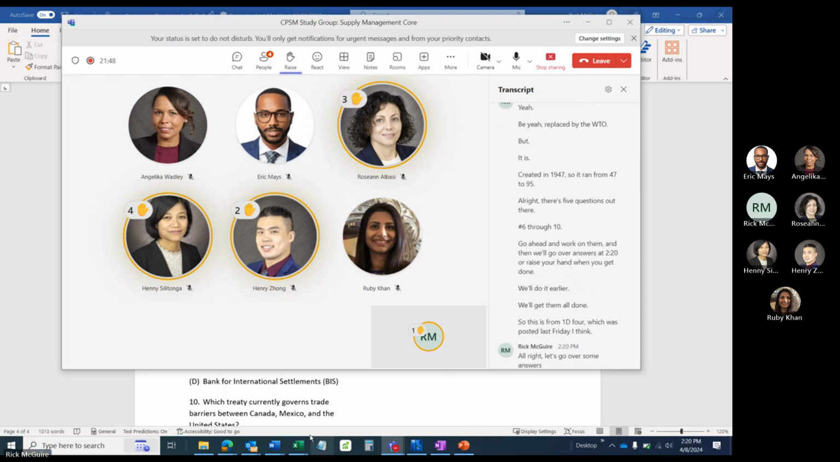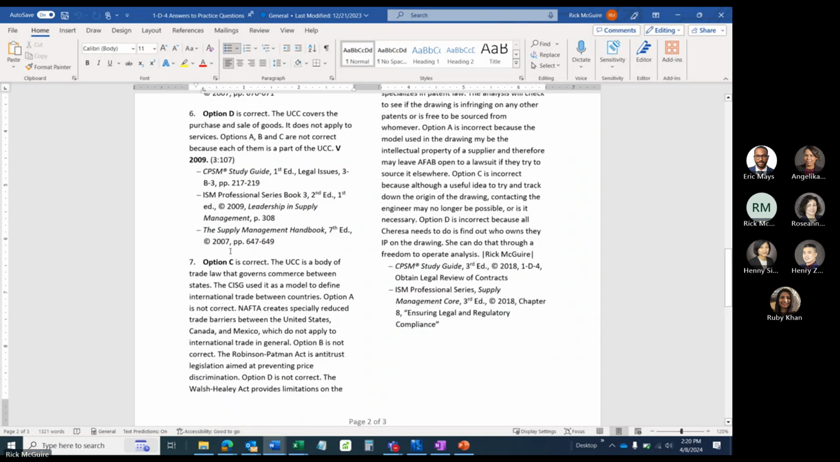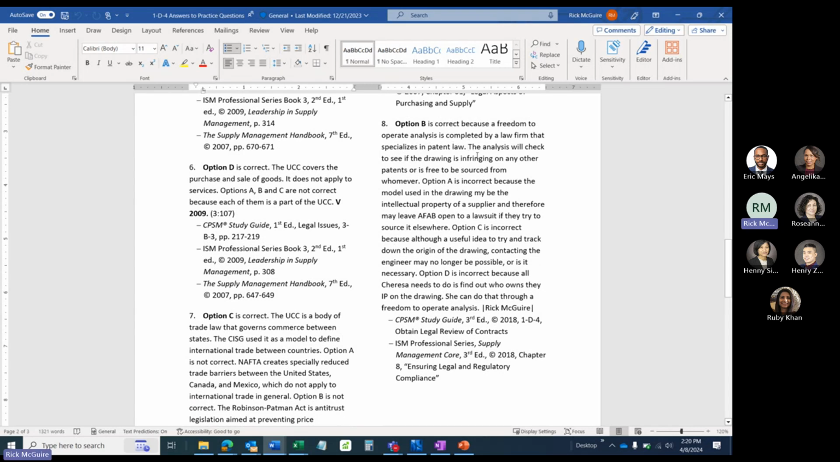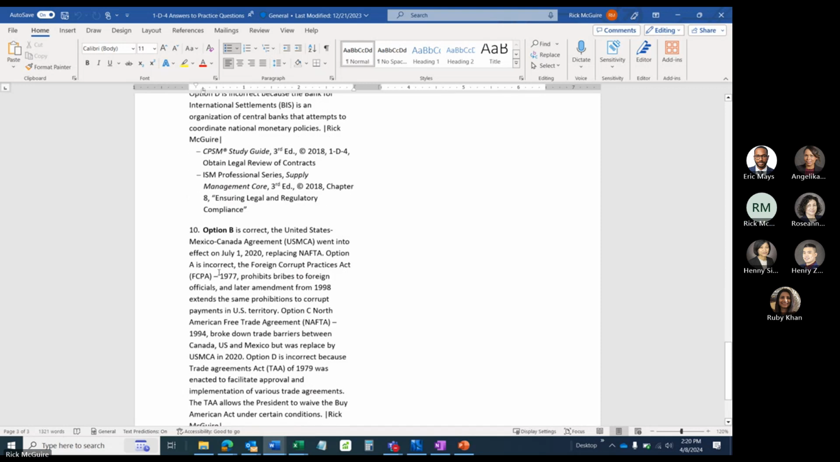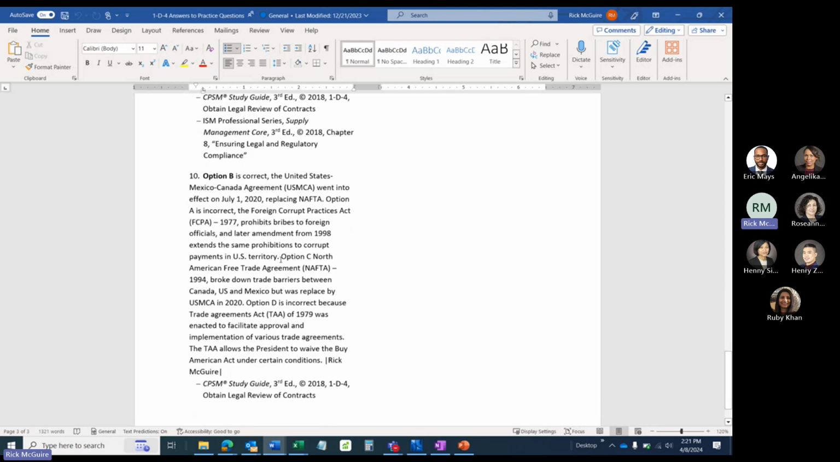Let's go over some answers. Number 6 is Delta. The UCC covers the purchase and sale of goods. It does not apply to services. 7 is Charlie. UCC is a body of trade law that governs commerce between the states. CISG is used as a model to define international law between countries. 8 is Bravo. A freedom to operate analysis is completed by a law firm that specializes in patent law. 9 is Alpha. Dodd-Frank law is the one that set out the requirements for conflict minerals. And 10 is Bravo. The United States, Canada, Mexico Agreement, USMCA, is what followed NAFTA.